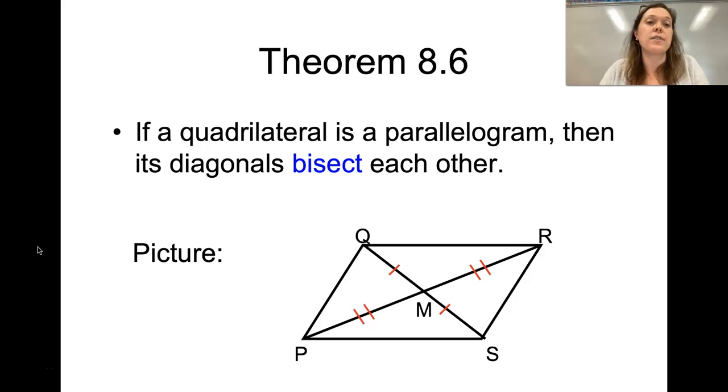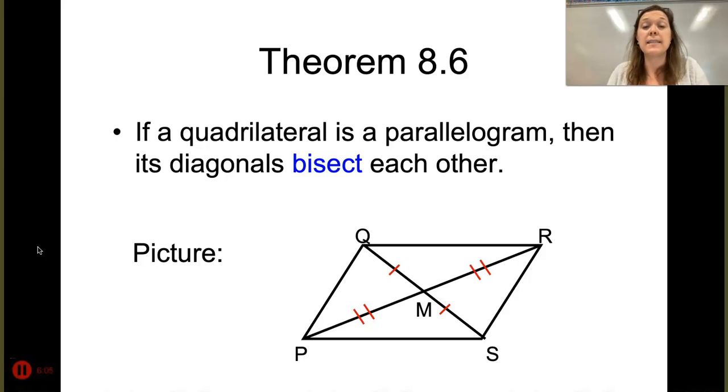Last theorem for this section tells us that if a quadrilateral is a parallelogram, then its diagonals bisect each other. Do we remember what bisects means? Bisects means cuts in half, right? So here's a picture of the diagonals.